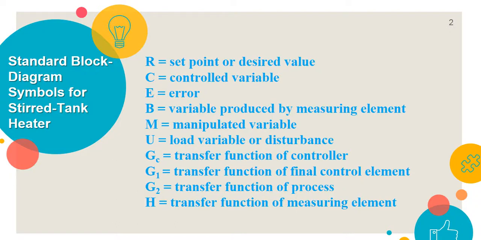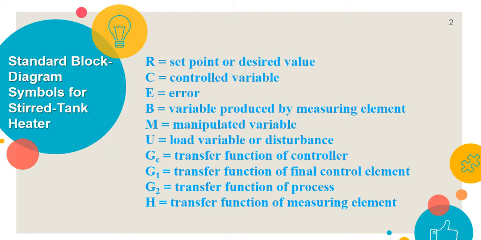Now, let's start off this particular topic with the standard block diagram symbols, the representations that you will be seeing in our block diagram for a system consisting of a stirred tank heater. Now, the R there will be representing the set point or the desired value of the temperature for the controlled variable. The C is the controlled variable. The E or the epsilon that you'll be seeing would be representing the error. The B is the variable produced by the measuring element, or that's the actual value of the temperature that is being sent to the controller, or rather that is being compared to the set value and sent to the controller.